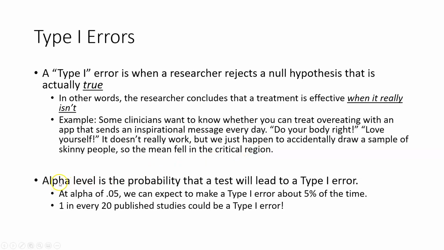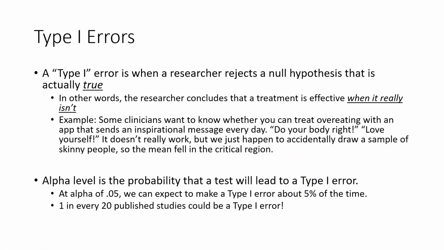It's important here that we understand alpha level is actually the probability that a test will lead to a type 1 error. That's the chance that a test will be wrong. So if you have an alpha of 0.05, we can expect to make a type 1 error about 5% of the time. That means that 5%, or 1 in every 20 published studies, could be a type 1 error. That's the kind of error where just by chance we got a group of skinny people or people good at math, and we thought that the treatment worked, but it really didn't work, and we wrote our paper and concluded that it worked, but we were actually wrong.